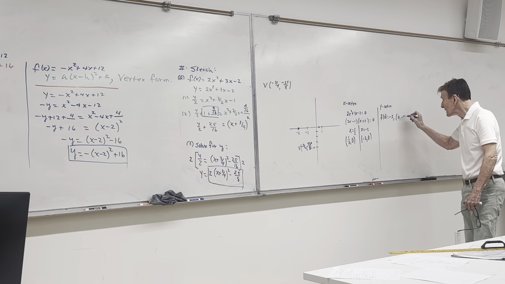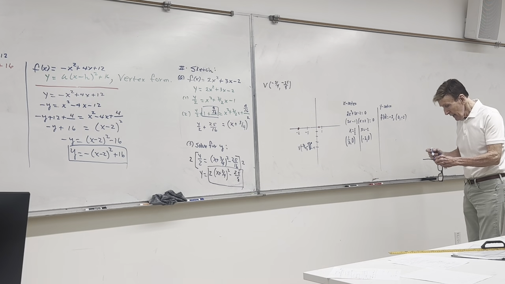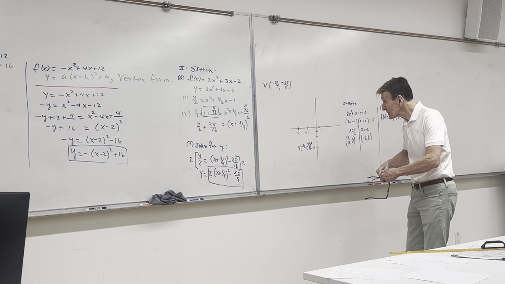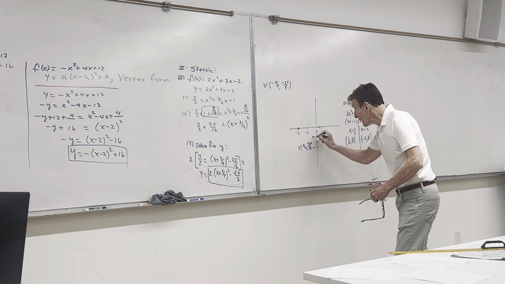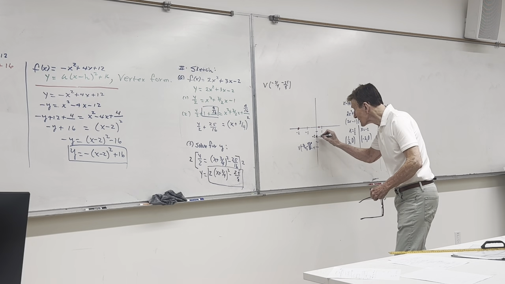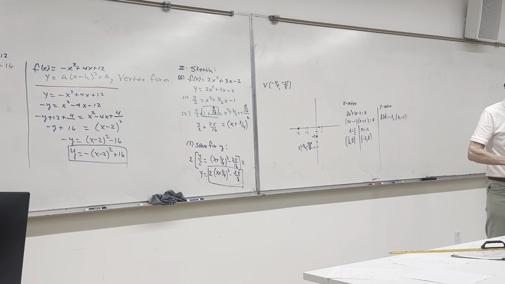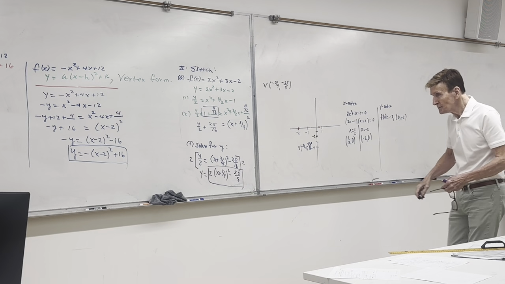(0, -2), and here we go. I'm gonna place it right here. -2, there's my y-intercept. Do I have enough now to connect those points and form the parabola? Yes. Well, of course I do.